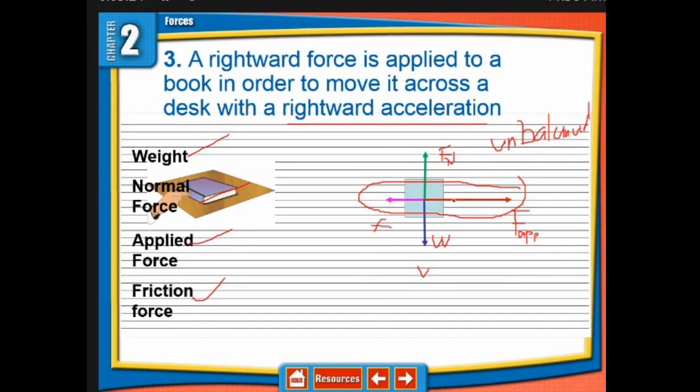So here, there's an unbalanced force. How about here? No, there's no unbalanced force. But overall, yes, there's an unbalanced force because of this horizontal axis. The applied force is much longer than the friction force. Why do we do this kind of vector representation or free body diagram? Because of this statement: there is a rightward acceleration. Again, if there's a rightward acceleration, the arrow must be longer than its counterpart.